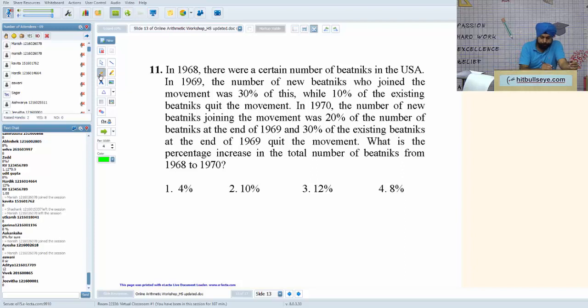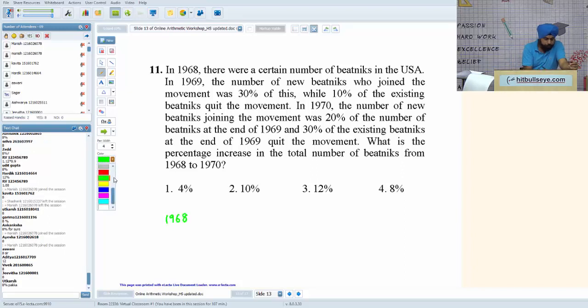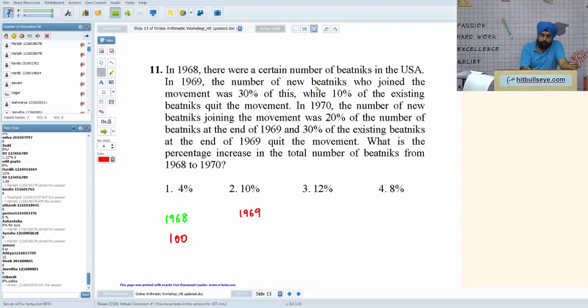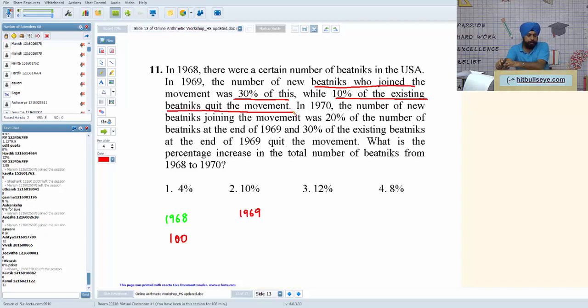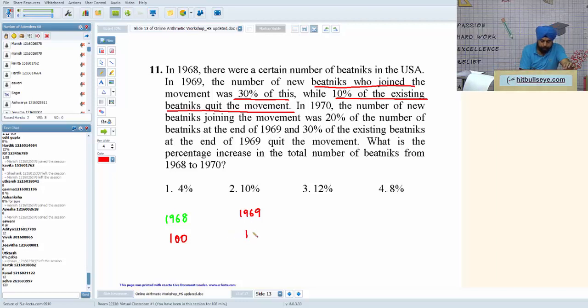Students, in 1968, if you take the original to be 100, in 69 it says the new employees who joined were 30%, while 10% of the existing quit. Mind it, when 30% joined in the same year and 10% quit in the same year, you can take the net result of the two. An increase of 30 and a decrease of 10 means a net increase of 20, and an increase of 20 in 100 will make it 120.